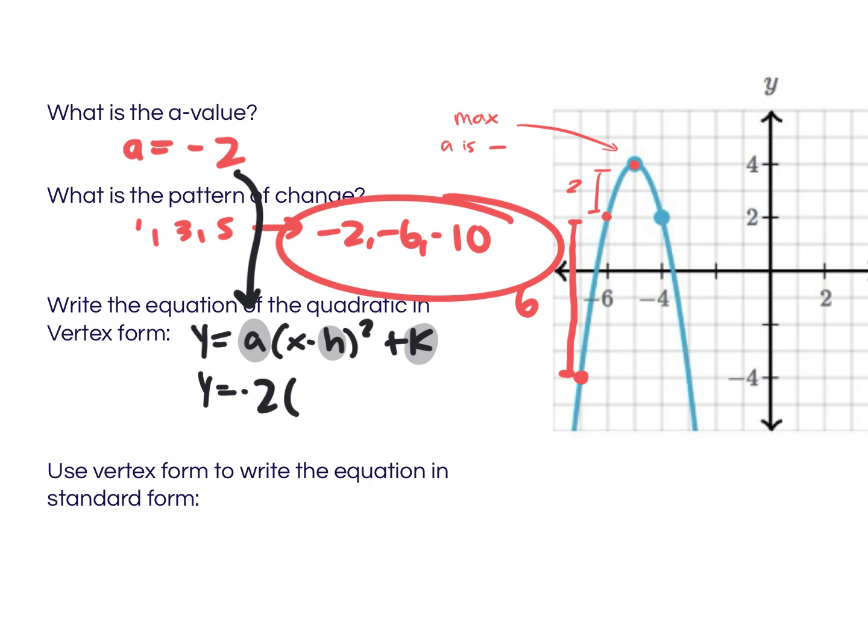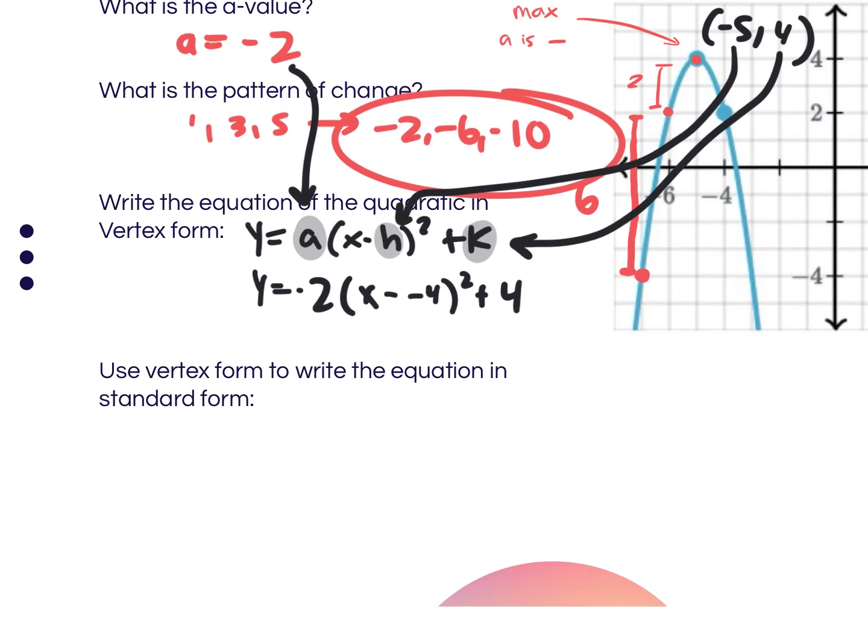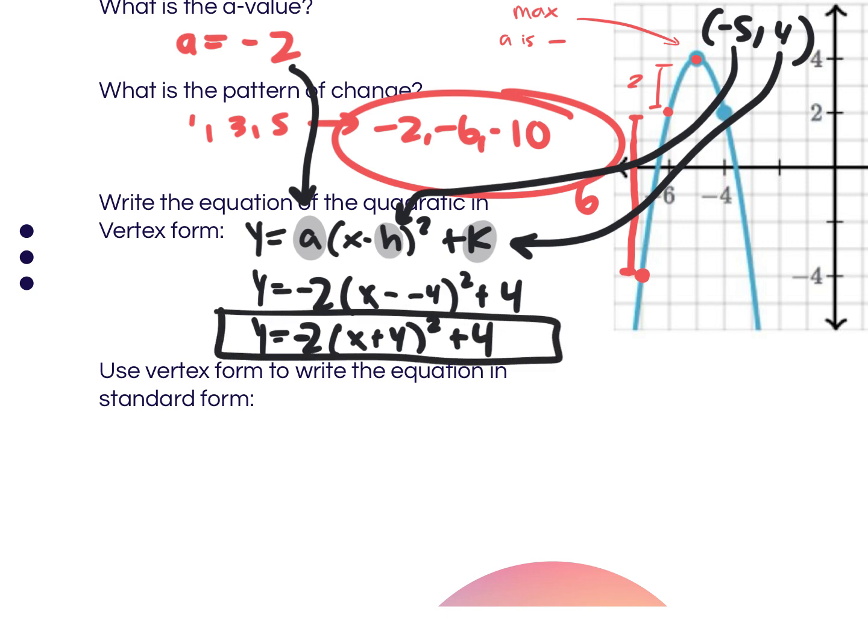In this case, my vertex is negative 5, comma 4. So negative 5 is going to be substituted in for h, and then 4 is going to be substituted in for k. Just don't forget to simplify, because if you have a negative 4, really what that should turn into is a positive 4, and that is your vertex form equation for this quadratic.